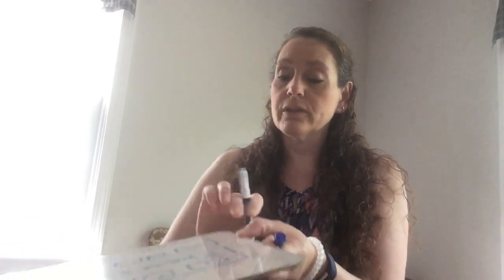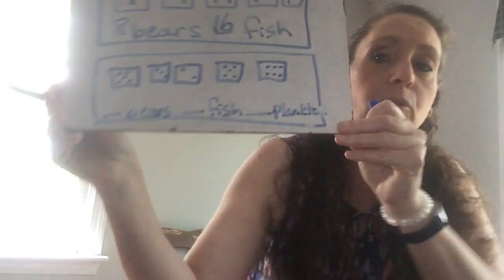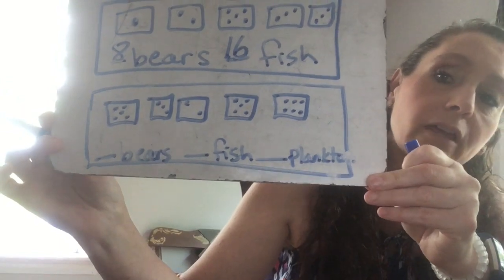Let's see if I can do the math for this, everybody. So in this roll, I got a 5, I got a 3, I got a 2, I got another 5, and I got a 6. So let's score this one. So I'm looking at the bottom set of dice.